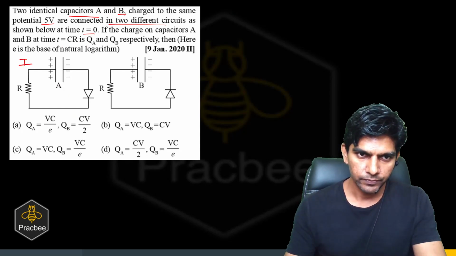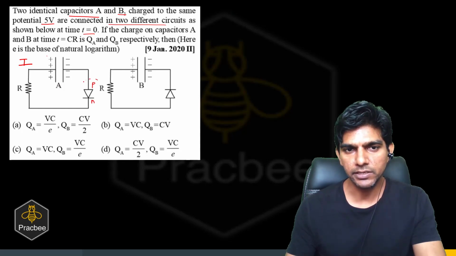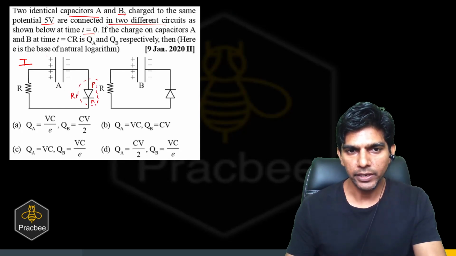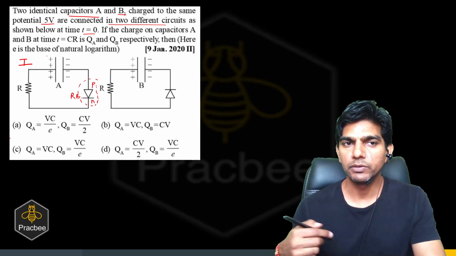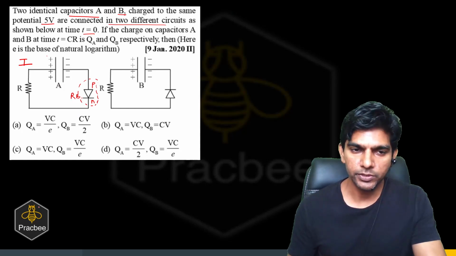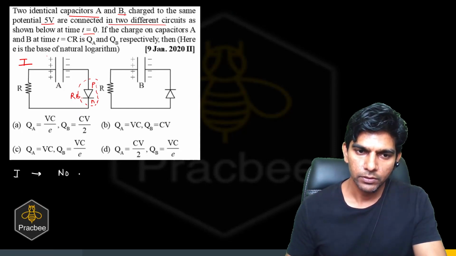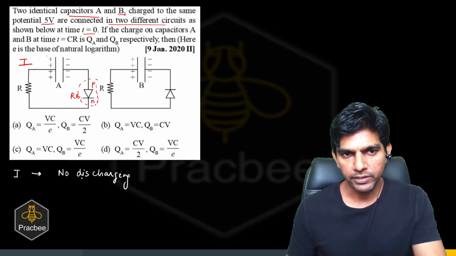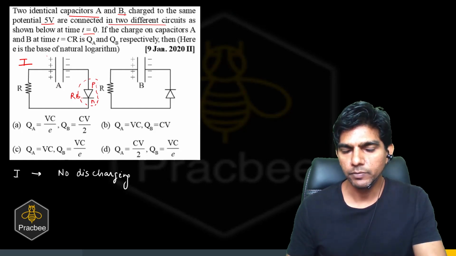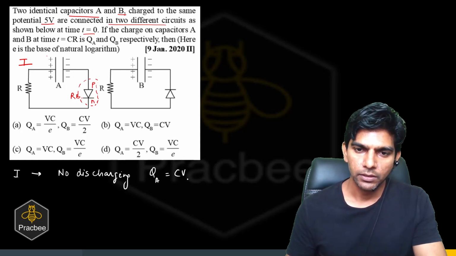Now let us see the first case. In the first case, we have a charged capacitor and the positive plate is connected with the N side and the negative plate is connected to the P side. So we can say this diode is reverse biased. If it is reverse biased and nothing is given about the diode, we'll treat this diode as ideal. So it is acting like an open switch. So in the first case, there will be no discharging. If there is no discharging, the charge in the capacitor will remain as it is. So QA is CV.